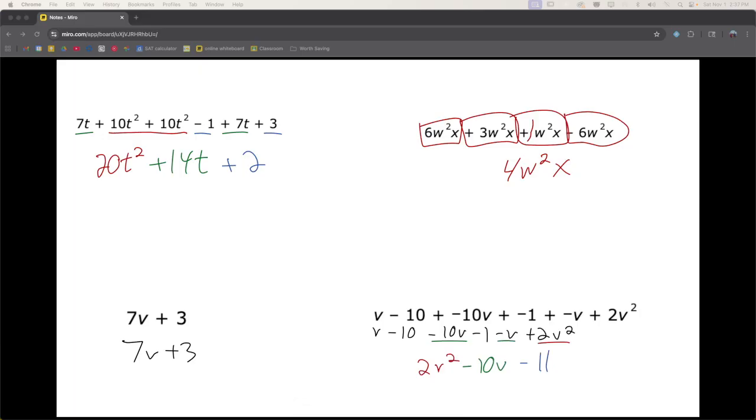And for number 4 here in the bottom right, here is the work. Should have gotten rid of the double symbols first. And then when you combine your like terms, you get 2v to the second power minus 10v minus 11.